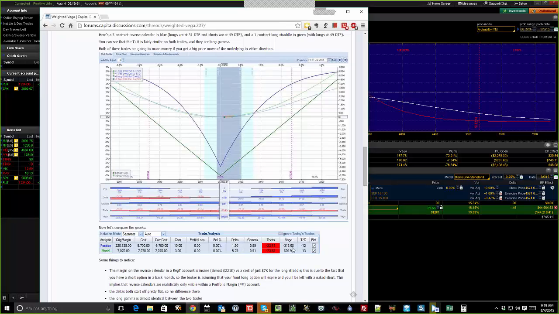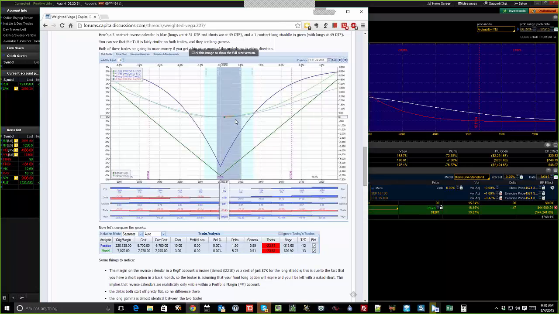The last Greek to compare, and it's an important one, is the Vega between these two trades. Notice that the long straddle is positive Vega, whereas the reverse calendar is actually negative Vega. And that's interesting, right? Because if you were to get a move up, typically you're going to get a reduction in IV, right? So if this guy here is negative Vega, and you get a move up, which brings your IV down, then that's going to help my reverse calendar, right?